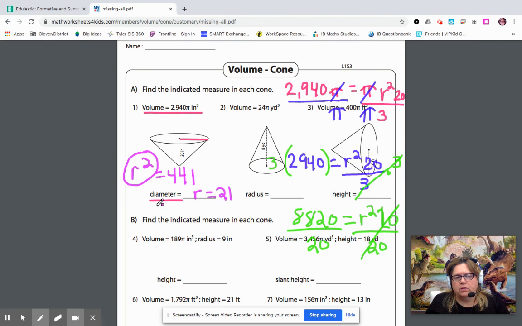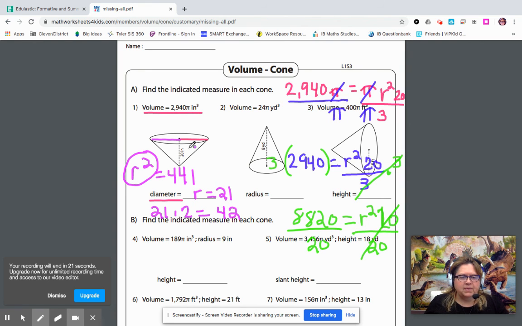Now don't forget though, the question wants the diameter, and the diameter goes all the way across. So in order to get the diameter, we have to take the radius times 2. So we're going to take 21 times 2, and our diameter is going to equal 42 inches. And that's our answer.